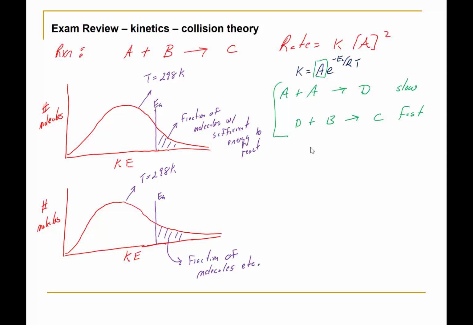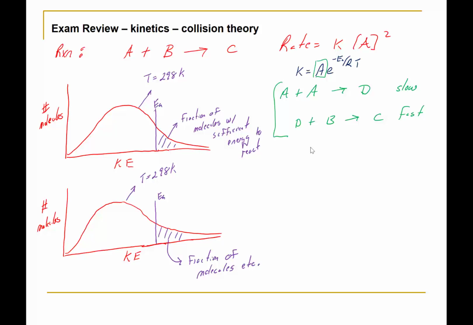So if we look at our top graph, for instance, you can see that I've shown the distribution of energy that the particles have, and those particles that are found on the right-hand side of the activation energy, in terms of their energy, those particles would have sufficient energy to react. So that would be the fraction of molecules that have sufficient energy to react. They have more energy than the activation energy.